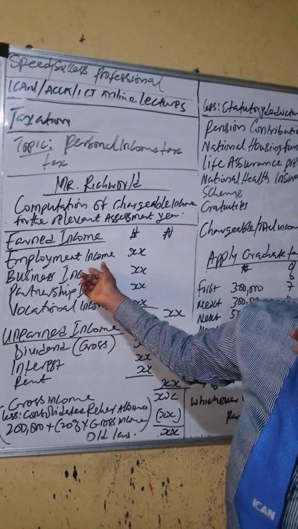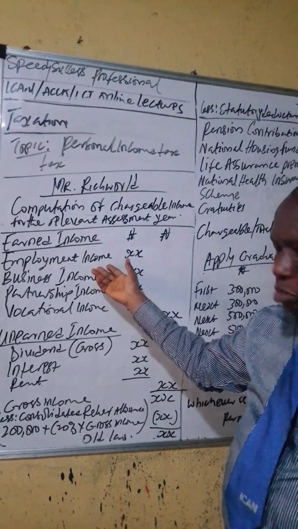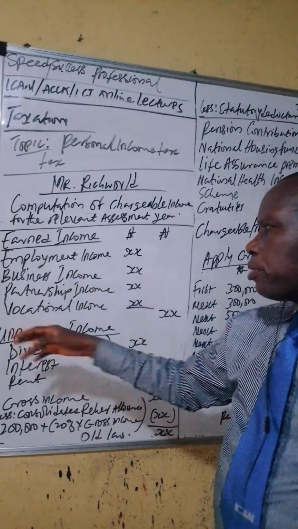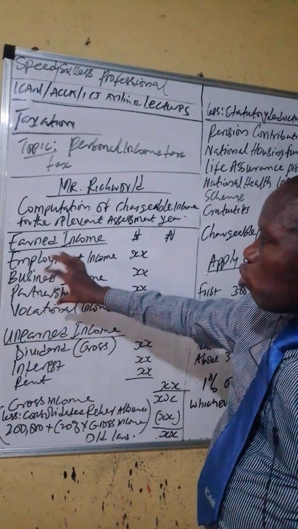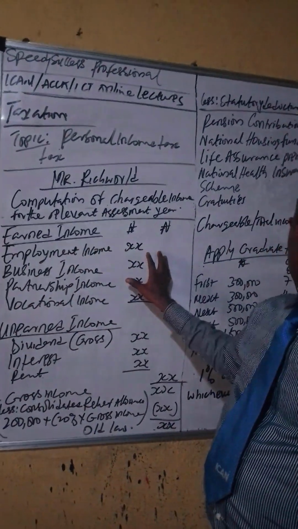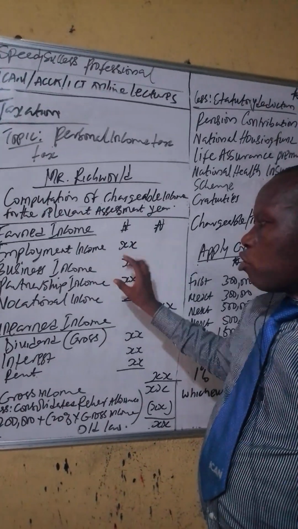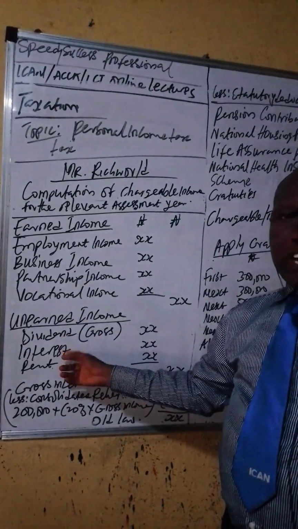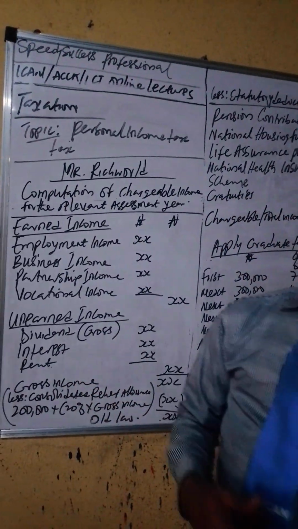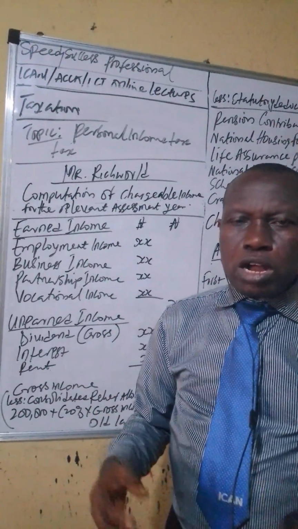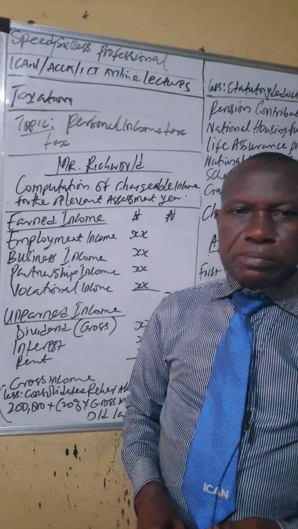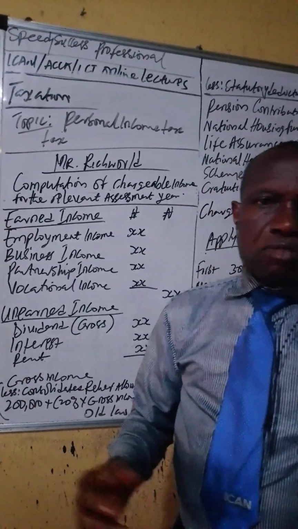You may have incomes from employment, you may have income from business, you may be in partnership, or you may be in vocation, you may be in two or three of them together. These are classified as your earned income, so you bring them together. Now you move to the second group, your unearned income. It can come from dividends from shares you bought, interest from fixed investment, and rent from your properties or landed assets.